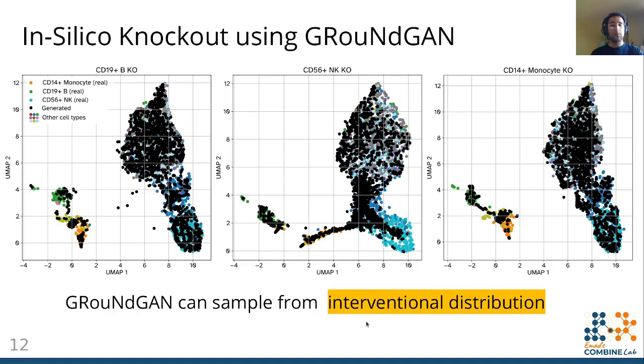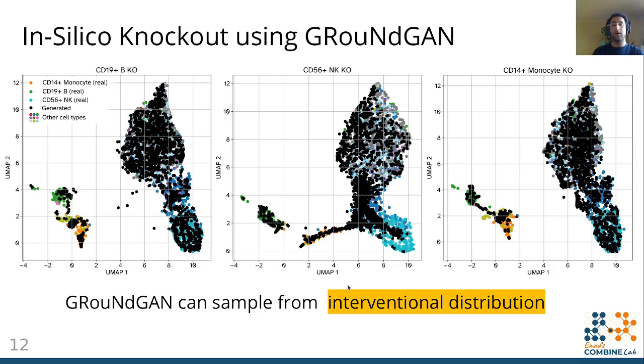And we talked about how GroundGAN is a causal implicit generative model, and that opens many doors. One of them is that we can sample from both interventional distributions and observational distributions. And sampling from interventional distributions allows us to generate samples that do not naturally occur in the dataset. One example is the ability to perform in silico knockout experiments.